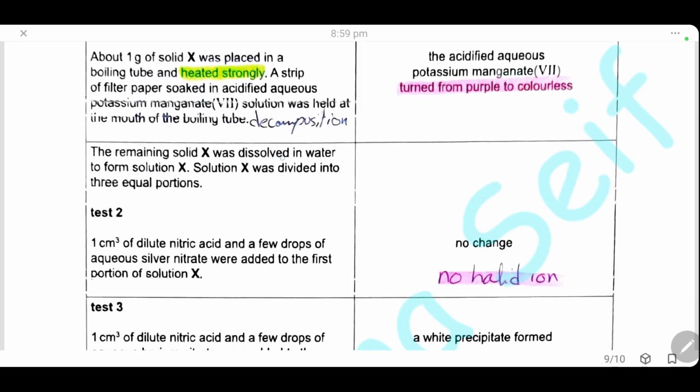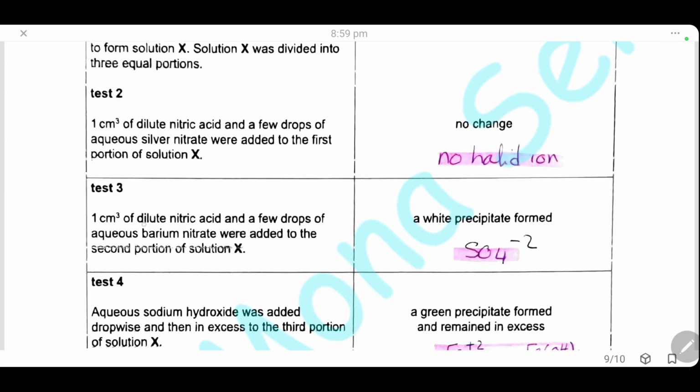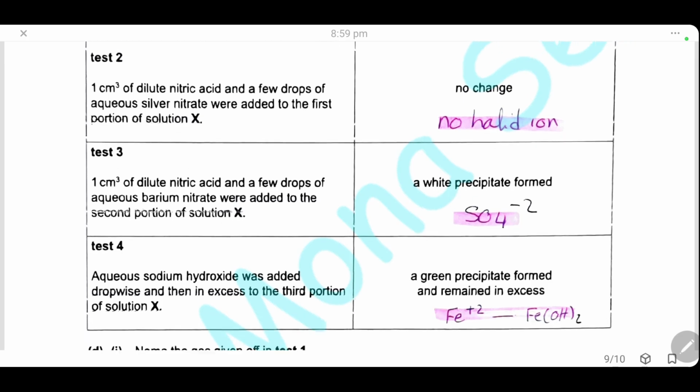The remaining solid X was dissolved in water to form solution, and the solution is divided into 3 equal portions. To the first, we will take 1 cm³ of dilute nitric acid added, and a few drops of aqueous silver nitrate were added to the first portion. No change, that means we don't have halide ion. Another test, dilute nitric acid added and few drops of aqueous barium nitrate to the second portion. We will have a white precipitate that indicates the presence of sulfate ion.